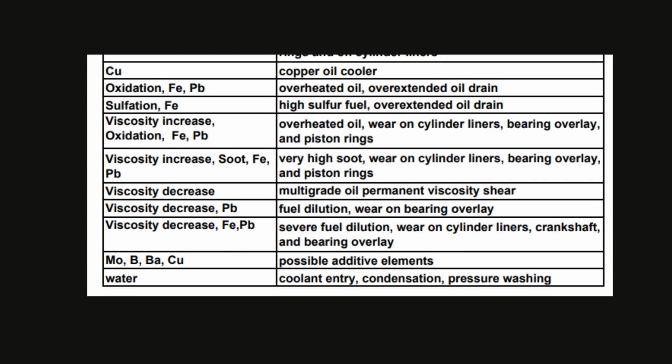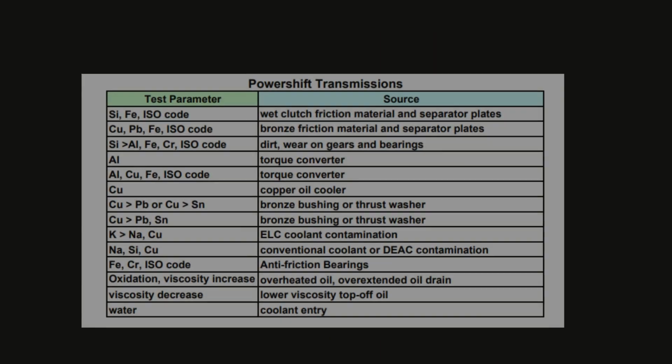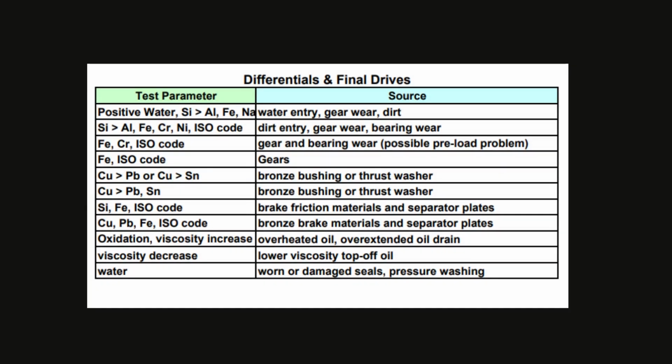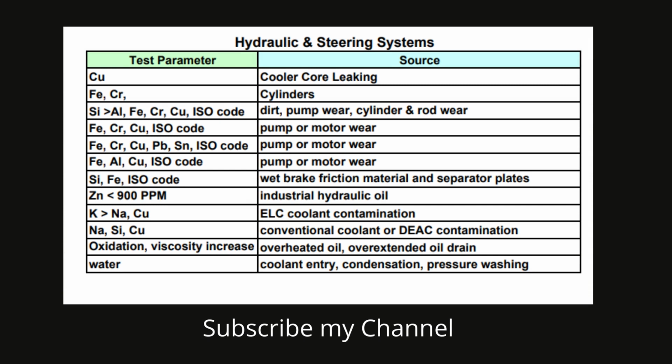The engine viscosity: if viscosity decreases, it means permanent viscosity loss of the oil. The power shift transmissions, what components are there. In those components, if any minerals are coming, it means what, a torque converter problem or something else. Differential and final drives. Then hydraulics and steering system. These are the wear analysis charts. We can refer to them to find the exact problem in the system.